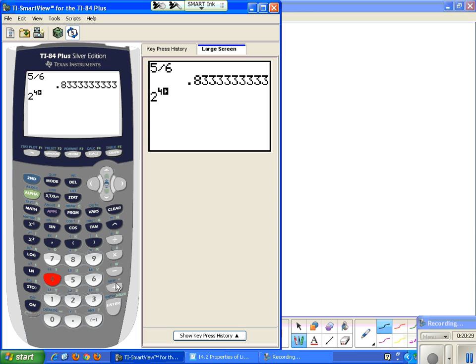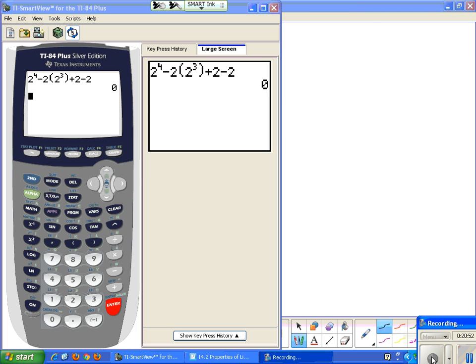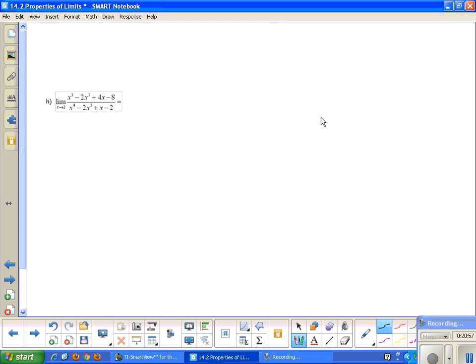So let's go ahead and just plug that right into our calculator. We have 2 to the fourth power minus 2 times 2 to the third power plus 2 minus 2. Whoops. These new calculators always mess me up. So when I did that, notice I get 0. So if I get 0, that means I need to do something else in order to find this limit, such as maybe factoring probably would help.